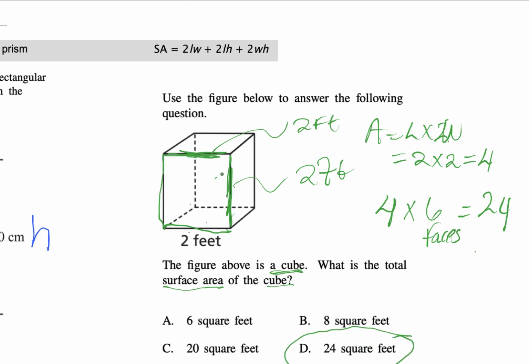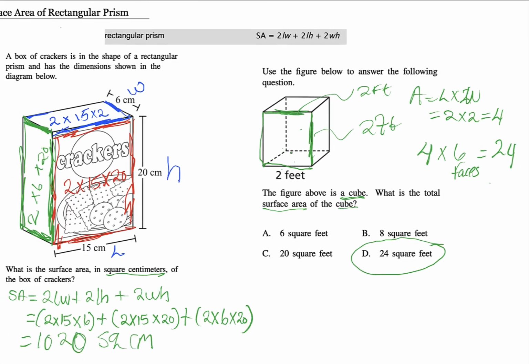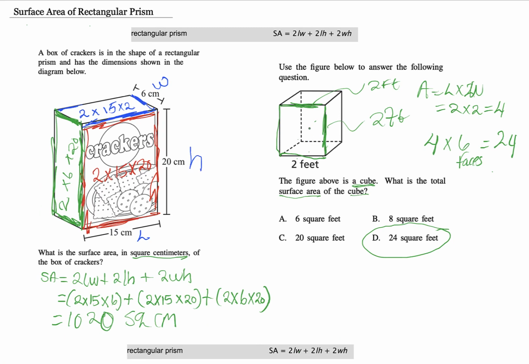So again, if they give you a cube, all you need to do is just find the area of one face and then multiply that by 6 because it's going to have 6 faces. Whether it's a rectangular prism or a cube, it will have 6 faces, but the beauty of the cube is that all the sides are the same. With a rectangular prism, the sides are different, so we have to do this manual long calculation.